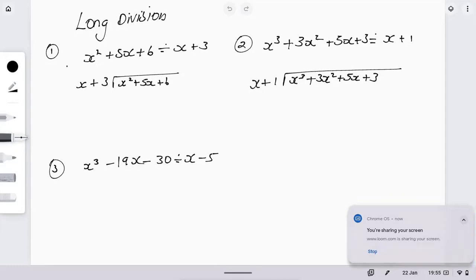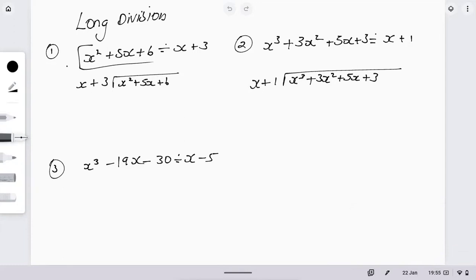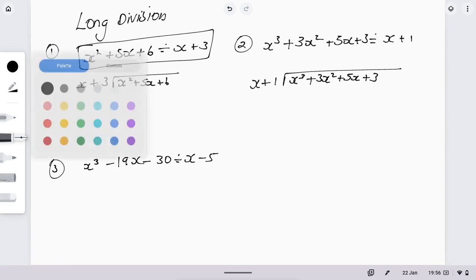How you doing, folks? So I'm going to be looking at long division here. So the first thing here, the way it can be written, it can be written there as your quadratic divided by a factor. Now, what we rewrite it as is something like this: x plus 3 into x squared plus 5x plus 6. And we're going to carry out the same steps throughout.